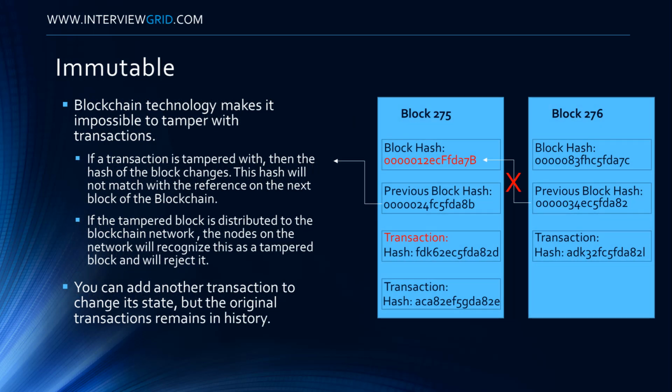Blockchain technology makes it impossible to tamper with transactions. If a transaction is tampered with, then the hash of the block changes. This hash will not match with the reference on the next block of the blockchain. If the tampered block is distributed to the blockchain network, the nodes on the network will recognize this as a tampered block and will reject it. You can add another transaction to change its state, but the original transactions remain in history.